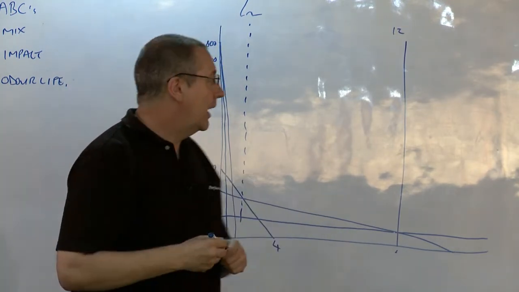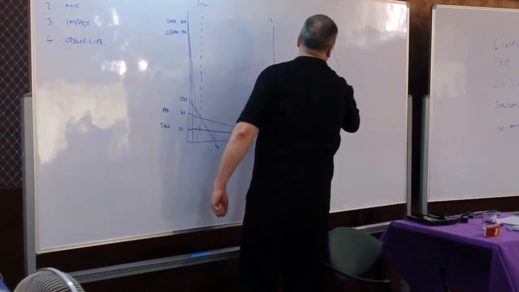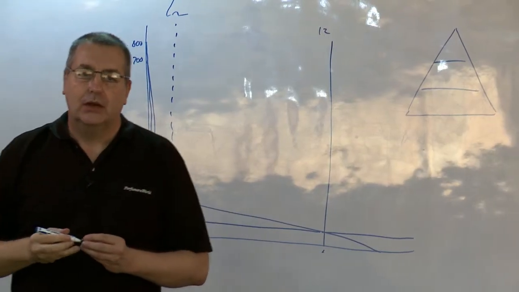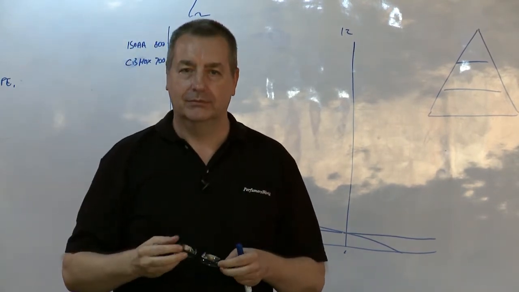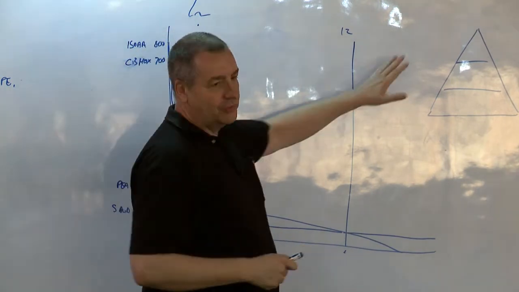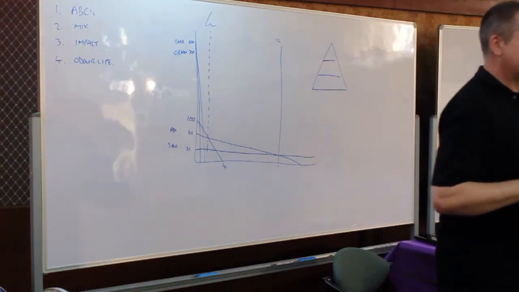Now, the normal way to show us how a perfume evaporates is the evaporation triangle, which is fine, which is good for selling perfume. But there are two things that it misleads us to believe.